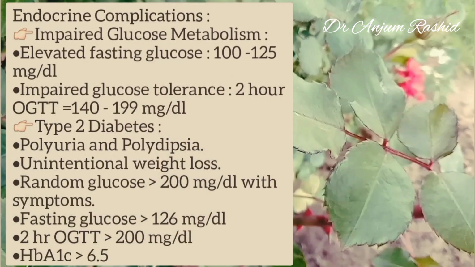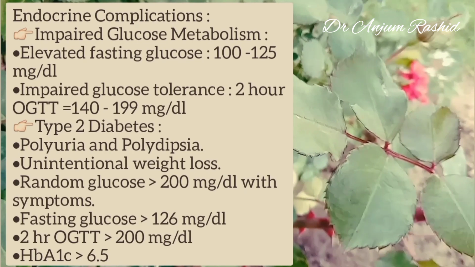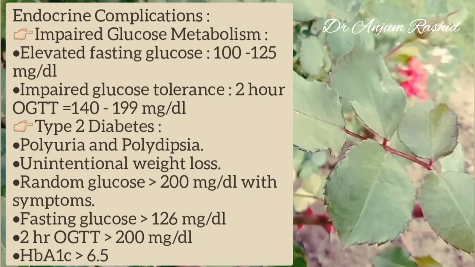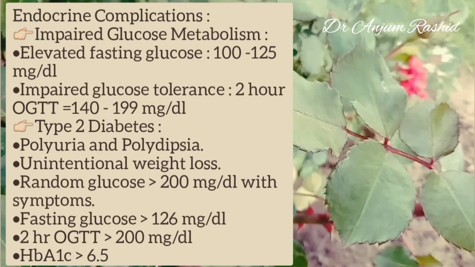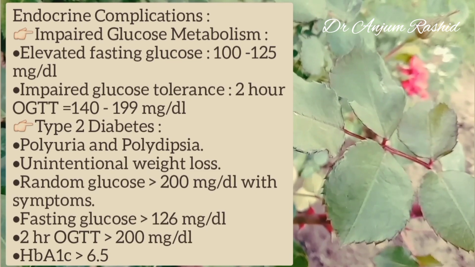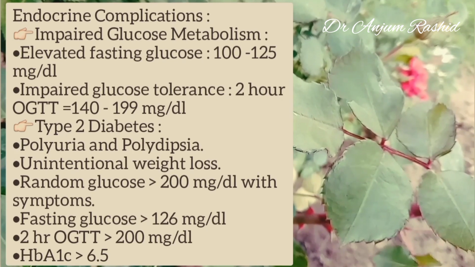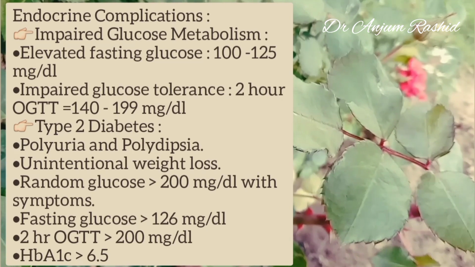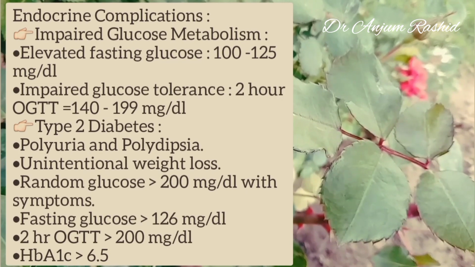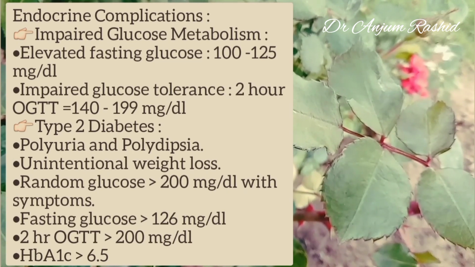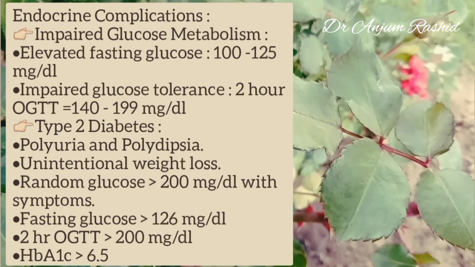There may be impaired glucose metabolism, and this presents as elevated fasting glucose 100 to 125 mg per deciliter, or impaired glucose tolerance test, where 2-hour OGTT is 140 to 199 mg per deciliter. Or there may be type 2 diabetes which presents as polyuria and polydipsia, unintentional weight loss, or random glucose more than 200 mg per deciliter with symptoms. In this case, fasting glucose is more than 126 mg per deciliter, 2-hour OGTT is more than 200 mg per deciliter, and glycosylated hemoglobin A1c is more than 6.5.